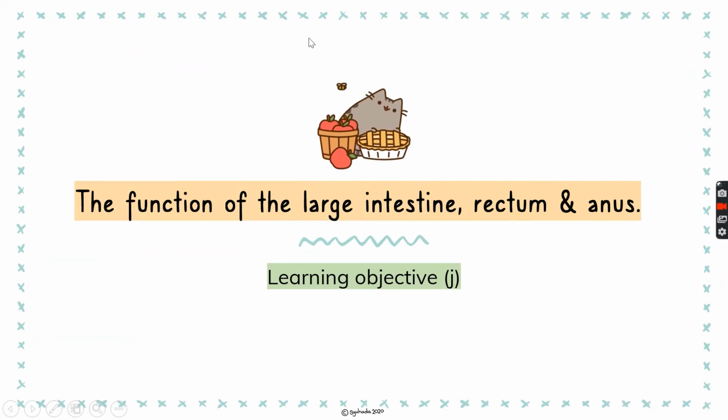Now that we have most of the things, or actually all of the things, being absorbed, once your body absorbs the important nutrients, what's left is the stuff that you do not digest. And that is related to the function of the large intestine, rectum, and the anus.